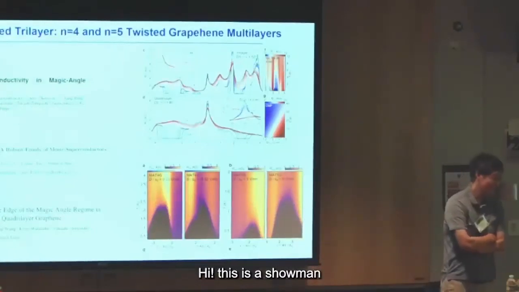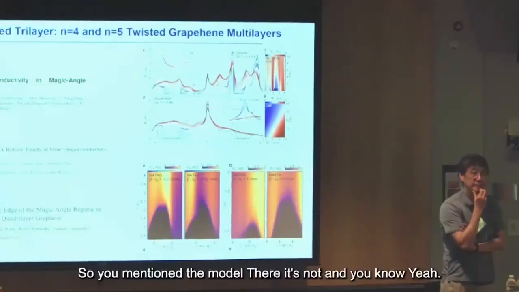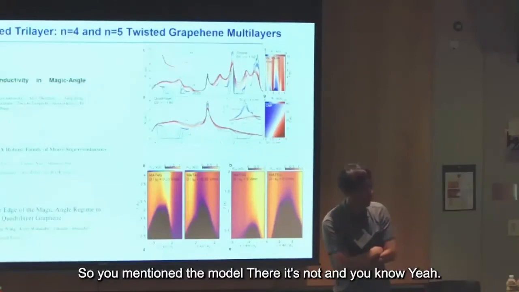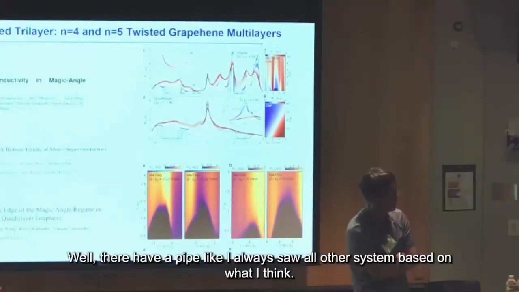So you mentioned monolayer is not topological, and basically bilayer is topological. But monolayer has a Berry curvature, right? I always thought all other systems based on graphene have their topology originally from that Berry curvature.